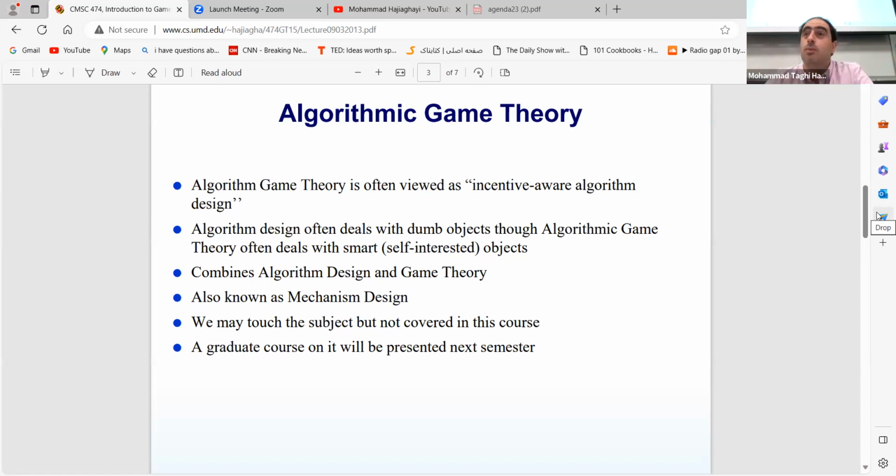Again, if you want to know more about it, one of the best conferences is Economics and Computation, ACM EC. There are other conferences, but this one is more focused on this topic. You can see the trends, especially in algorithmic game theory.